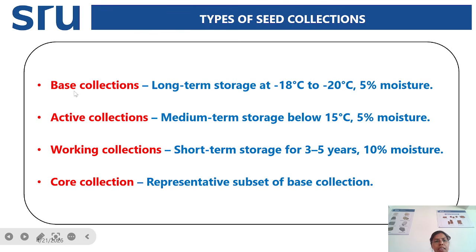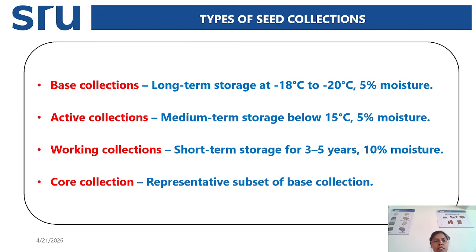In the case of base collection, duplicate collections will be maintained because the base collection is mostly used for regeneration purposes. So if the seed viability is lost in one lot, we can get the source from the other lot. So the base collection is mostly used for the regeneration purpose.